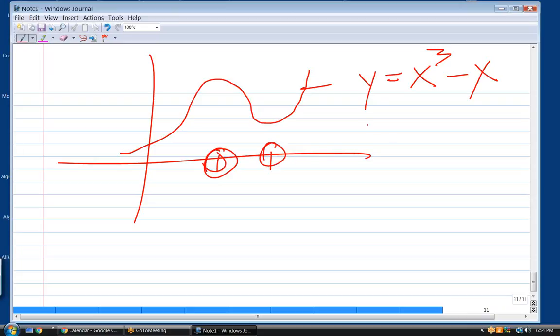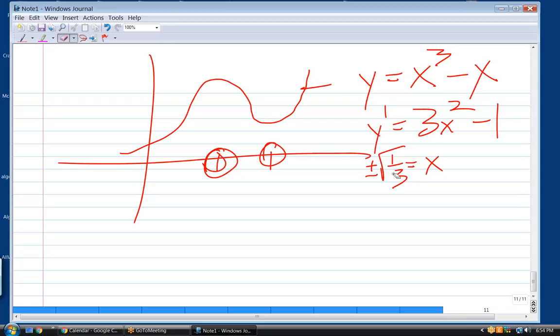In other words, y prime here is 3x squared minus 1. So I get x is plus or minus the square root of 1/3. Well, there's one of them, there's the other one. One is a maximum, the other is a minimum, and we don't know right off the bat which is which.